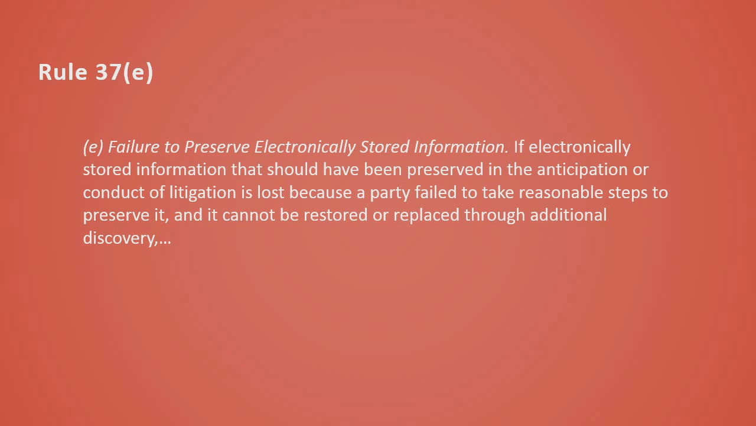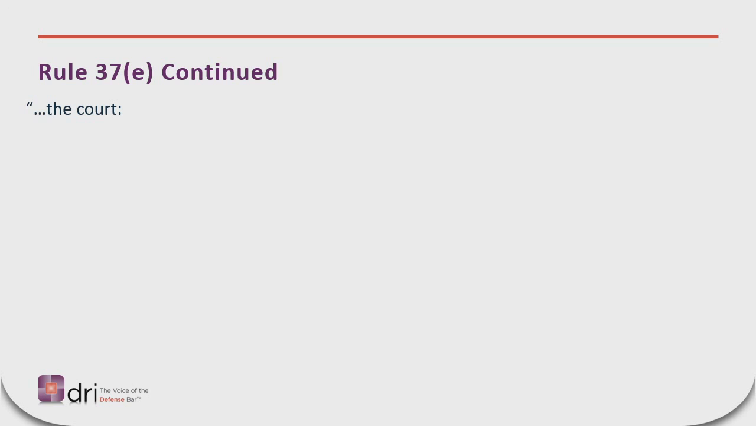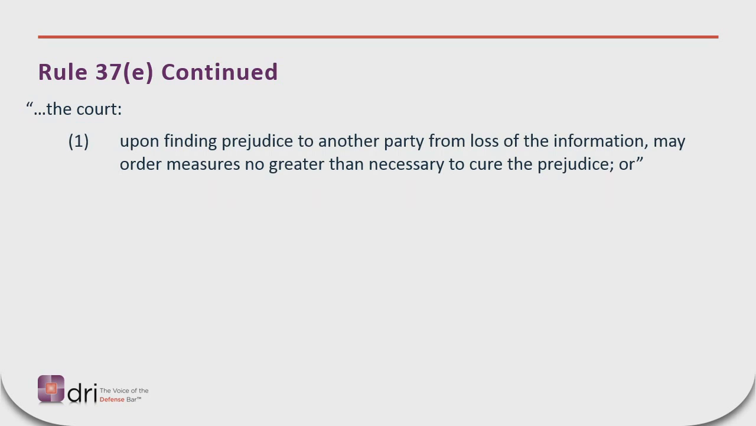Okay, we can restore it, or we can replace it. Can we replace it with the exact information or maybe a near duplicate? So it focuses you on trying to make sure that you get the benefit of what was lost or destroyed only if there was unreasonable behavior. And then only if you cannot restore or replace it through ordinary discovery do you drop down to subparagraph 1, which requires a finding of prejudice and then the judge can initiate curative measures no greater than necessary.